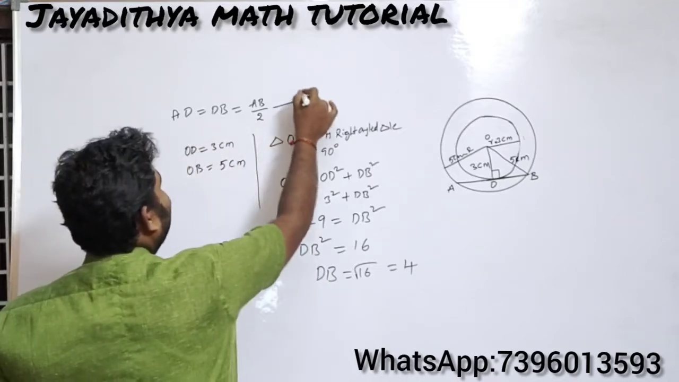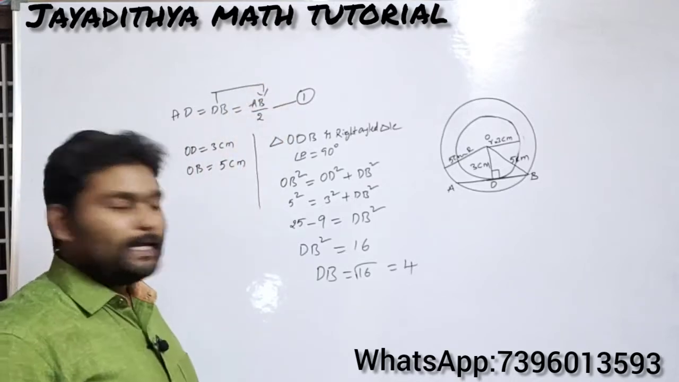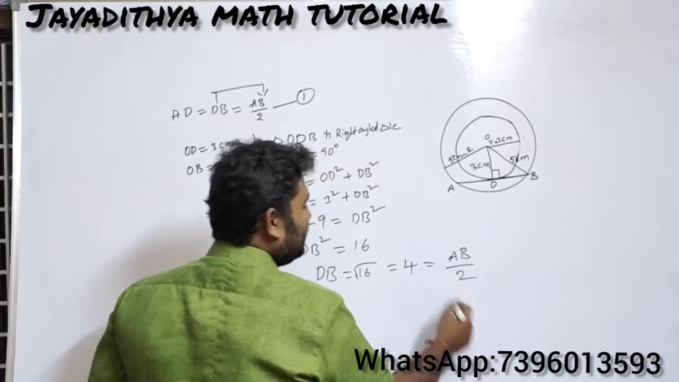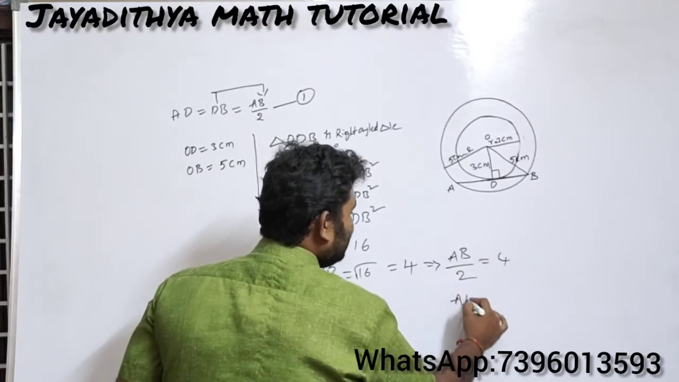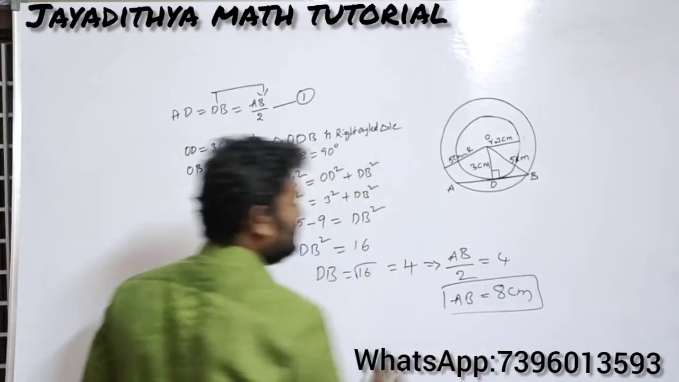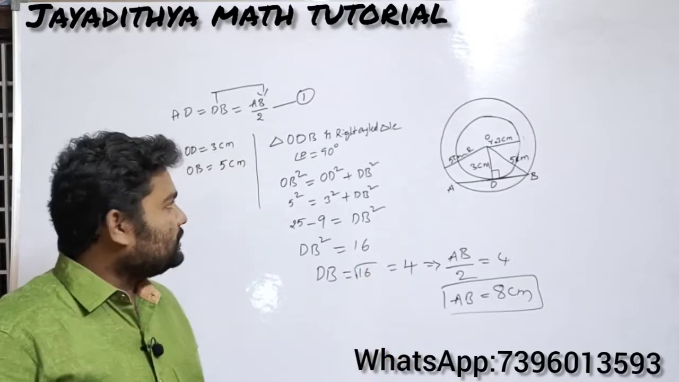So from equation 1, what you can see here, DB is equal to AB by 2. So AB by 2 value is 4. What happens to AB now? AB is equal to 8 centimeters. The AB is the required chord length. Okay, so in this way you can solve this one.